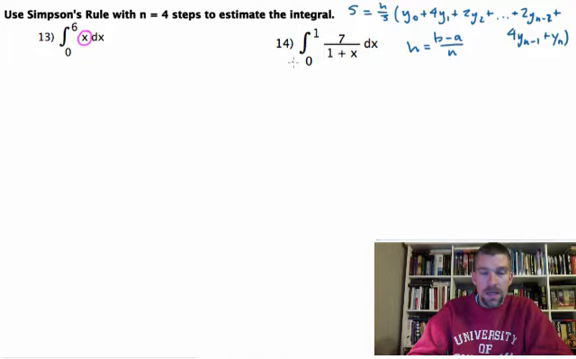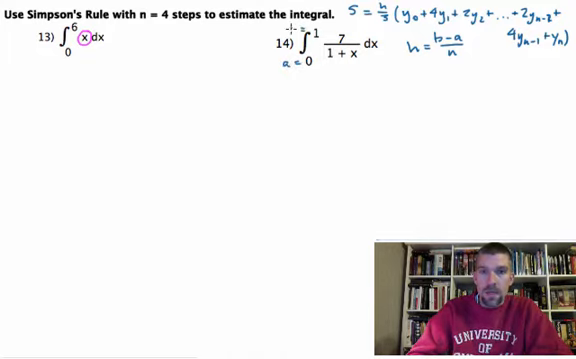All right, here we go on question 14. Simpson's rule again, 4 steps this time again. We're going to follow the same pattern as we did on question 13. And so what we need to do is figure out what h is. h is b minus a divided by n. Don't forget, here's a, here's b. All right, and so b minus a divided by n gives us 1/4.